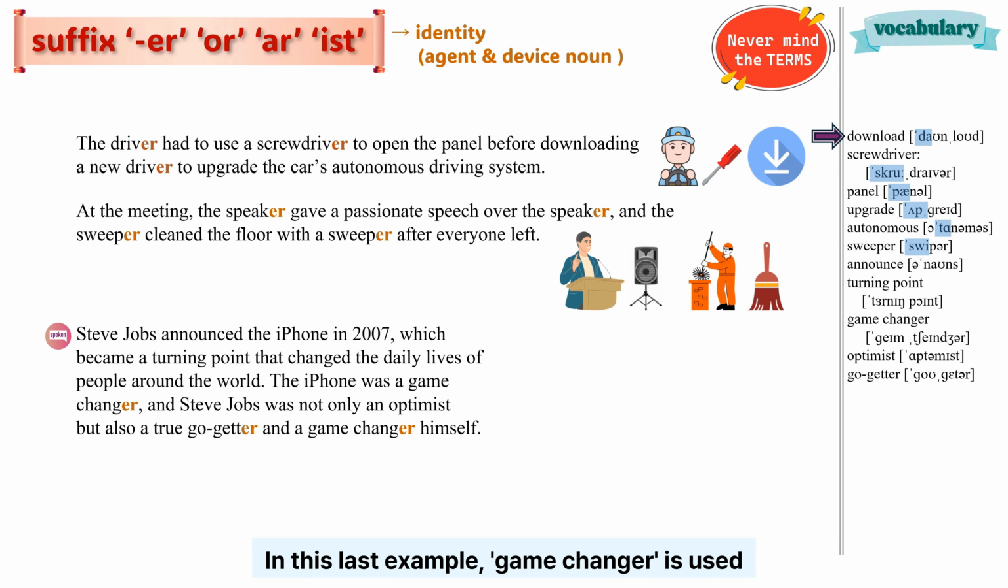In this last example, game changer is used both for a thing, the iPhone, and for a person, Steve Jobs himself. So remember, the same suffix, the same form, but depending on context, it can mean either a person or a device. That's the beauty of English word formation.